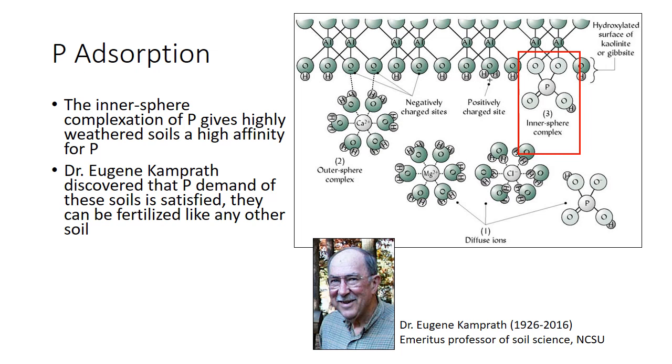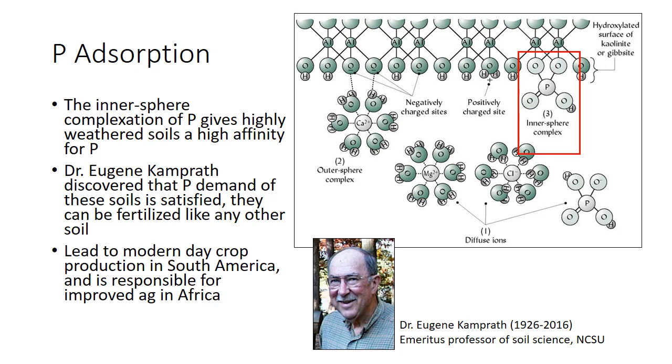And so if you're starting off with a brand new soil that you're trying to productively farm, when you first start out, you're going to have to apply a large amount of phosphorus to satisfy this phosphorus fixation demand. And then once that's satisfied, you can apply phosphorus at a much smaller rate that's more in line with the agronomic rate, that is only what the crop actually needs. And this led to modern day crop production in South America and is responsible for improving agriculture in many parts of Africa. So this was a pretty revolutionary idea, and it really opened up the potential for agricultural production in the southern hemisphere.